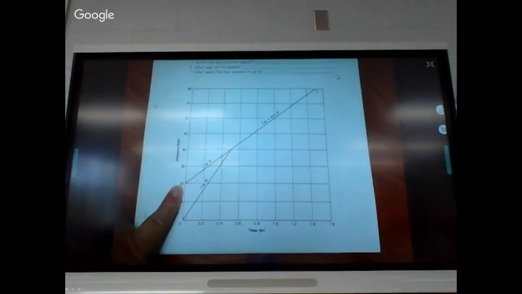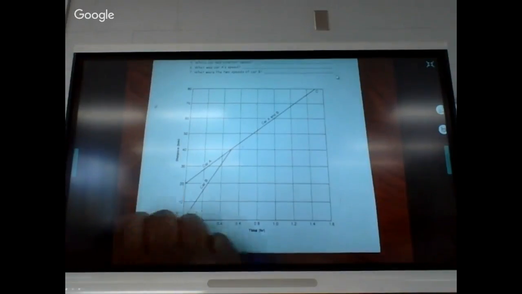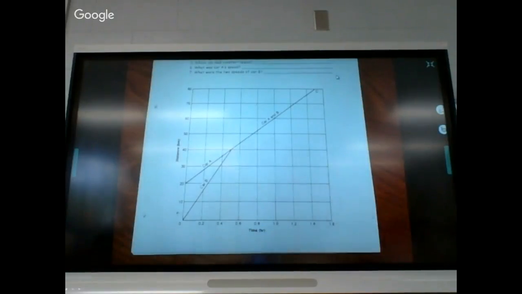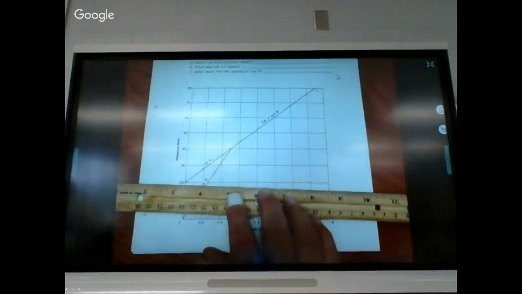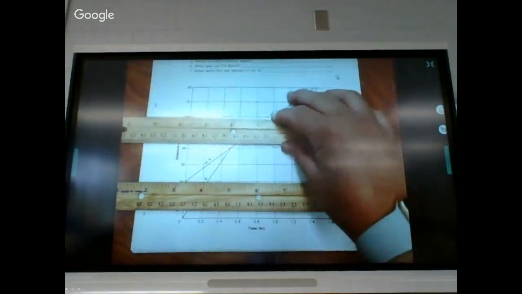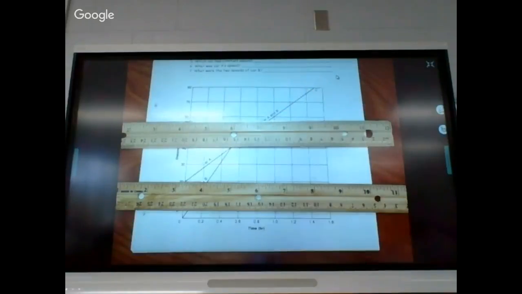Started where? 20. Where did it meet? It met here, right? So car A is here. Car A is there. Now, I'm only using the rulers to emphasize, not that you need the rulers to do this. But sometimes people don't understand what I'm talking about when I don't use the rulers, okay?